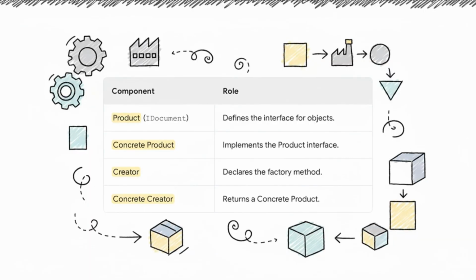Now, to make this work, we've got a cast of 4 key players. First is the product. Think of this as the blueprint, like an iDocument interface. Then you've got the concrete product, which is the real thing you're building, like our Word document. Next up is the creator, an abstract class that has the factory method in it.